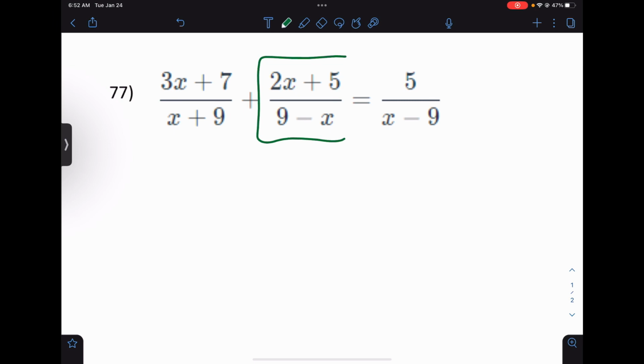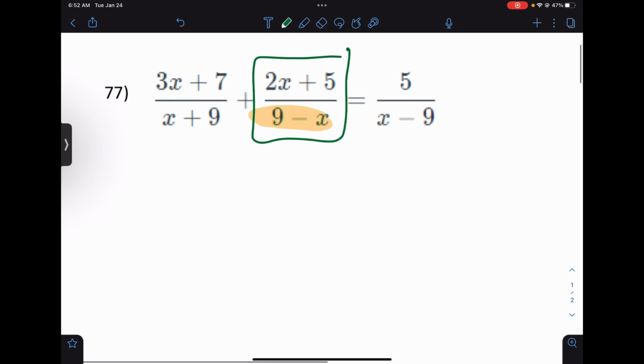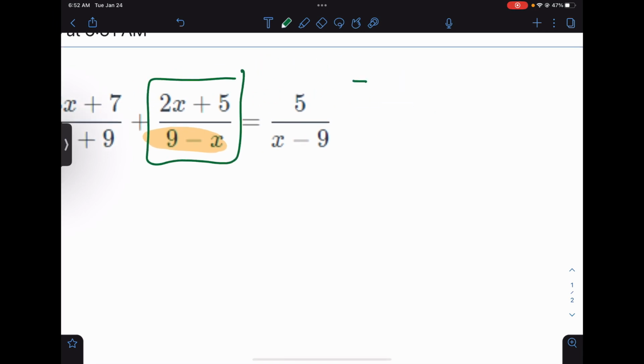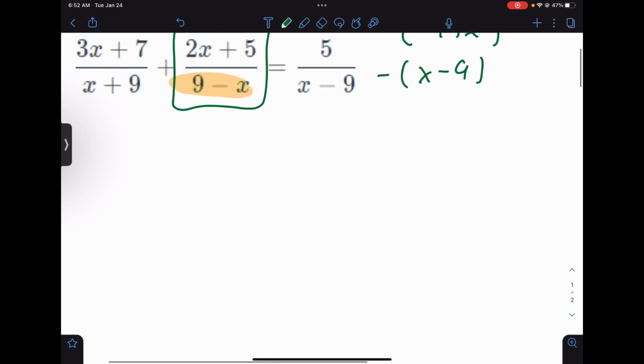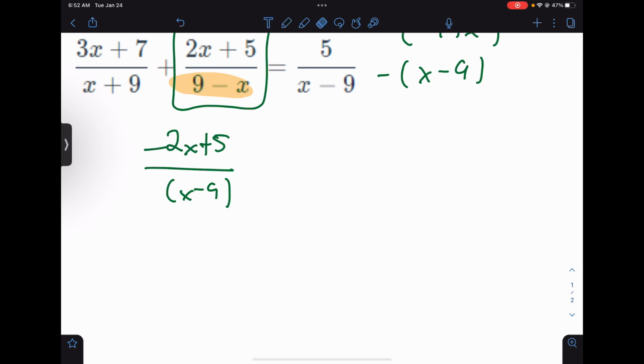So this first guy here, hopefully you noticed this pattern where it's the opposite of everything else. So let's deal with that first. We know that we can take a negative out of there, and we get negative 9 plus x, which we can write as negative x minus 9. So when I do that, I get 2x plus 5 all over negative x minus 9. Now, a lot of you guys, what you've been doing is just rewriting the negative on top like that, but that doesn't work in this situation.